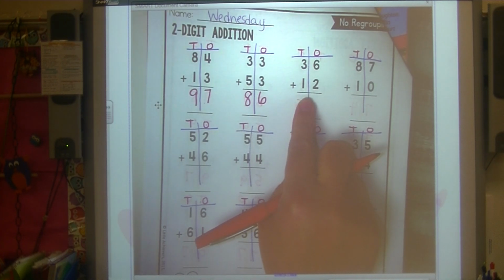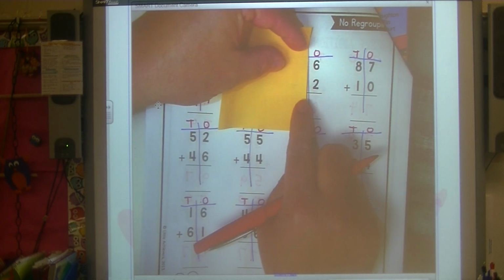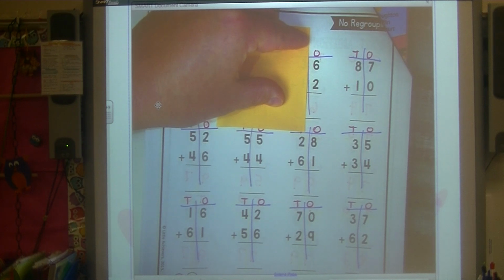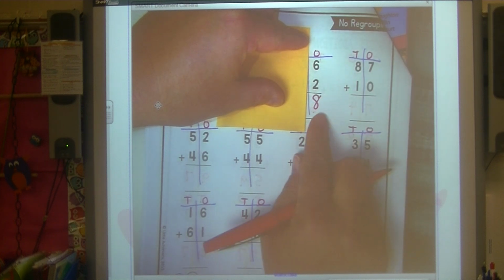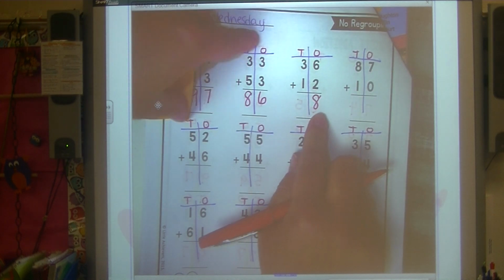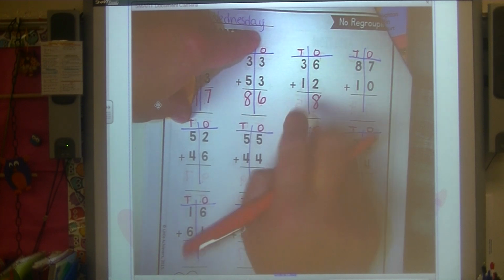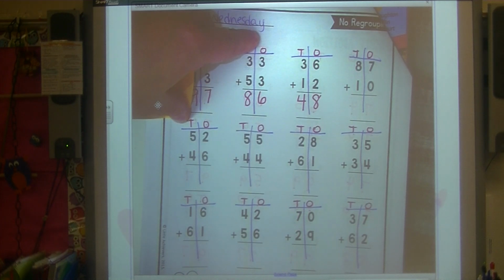The next one, 36 plus 12. Cover up your tens place. They hide first. Ones place. 6 plus 2 equals 8. Now your tens. 3 plus 1 equals 4. Your answer is 48.